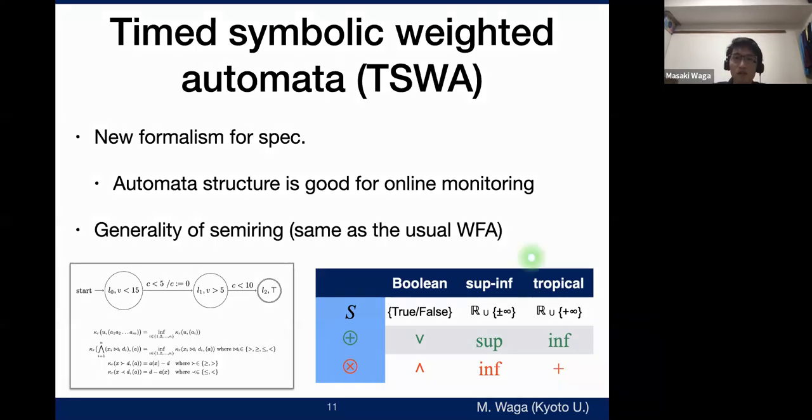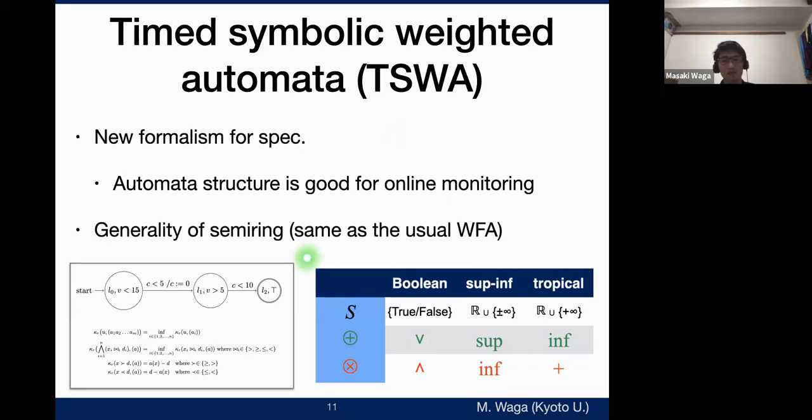And also, I will explain it later, but because this time the symbolic weighted automata's semantics is parameterized with semirings, which is much like the usual WFA, weighted finite automata, this genericity of semirings lets our algorithm handle multiple quantitative semantics because of this semiring parameterized quantitative semantics.